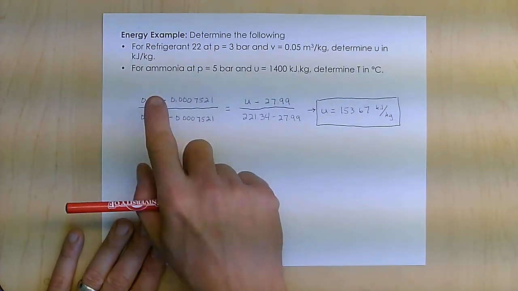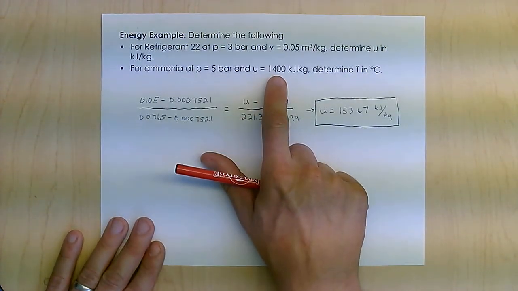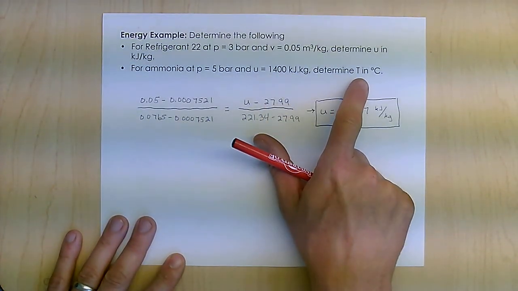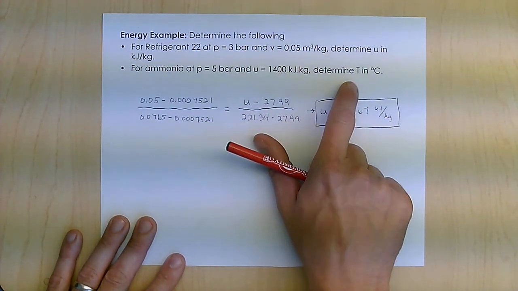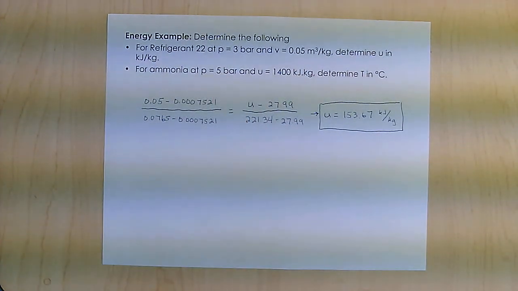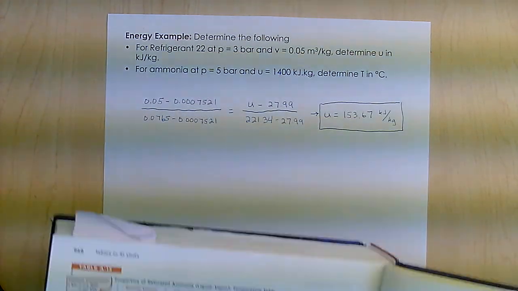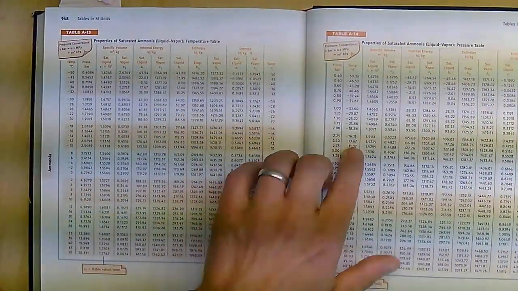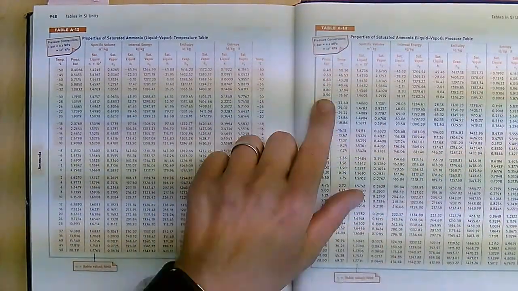Now let's move on to this ammonia one. I'm at 5 bar and an internal energy of 1400. I want to find my temperature. So again, I'm going to go to ammonia, and I like to start in my saturation table for pressure, which is going to be 5 bar. So I'm in table A14, ammonia, pressure, saturation.